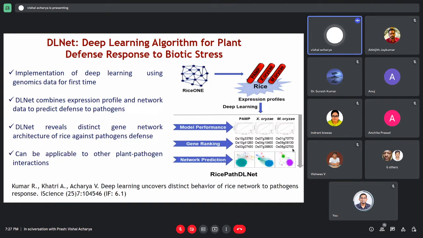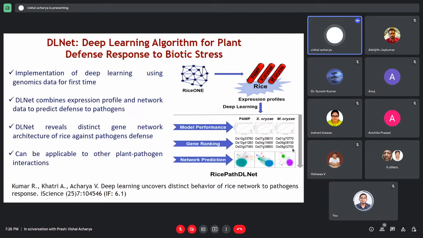Side by side, we were trying to work on the project on the immune system. For the immune system, we were trying to see what kind of model data we have. We can have Arabidopsis plant data, and we can have rice data. So for the first time we tried to integrate a deep learning algorithm.